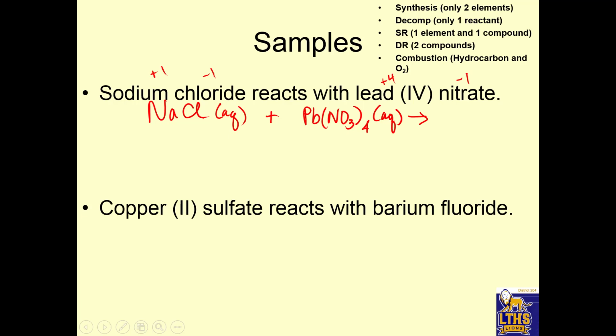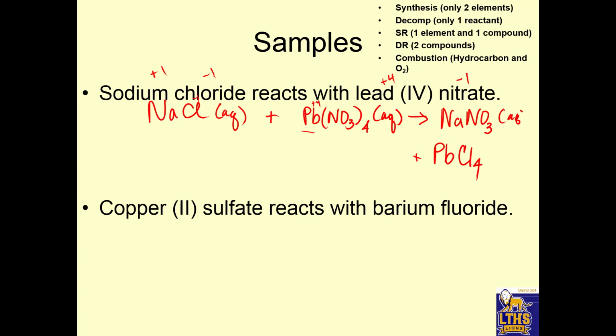So we predict the products by doing the switcheroo. Sodium's going to be first. It's going to go with nitrate, and it's NaNO3. This is all in one line, but I ran out of room. And then lead's going to go with chloride. Lead's a +4, chloride's a -1. So we're going to have PbCl4. Now out of these two, which one's going to be solid, which one's going to be aqueous?